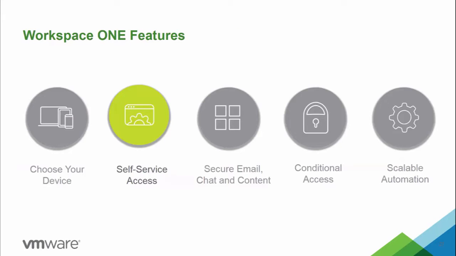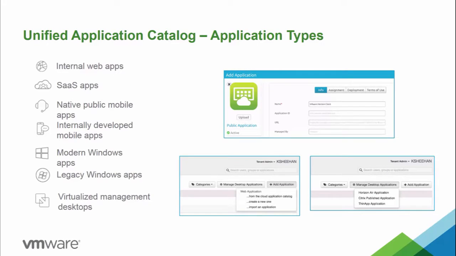So for the second set of features, we have the self-service access. So we're going to cover those features now. Again, Workspace ONE provides a unified app catalog for just about any type of application, such as internal web apps, SaaS-based applications, internal and public-based mobile apps, modern and legacy Windows apps, as well as your virtual desktops, such as your Horizon View desktops.